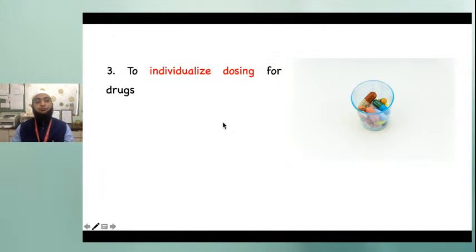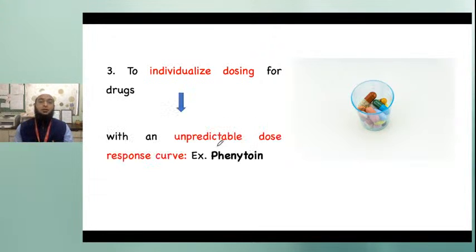The third indication is to individualize dosing for the drug, because the dose of the drug is not necessarily the same for every patient, right? Patients have different physiology, so a dose which shows a good effect in one patient will not necessarily produce the same effect in another patient. So to individualize dosing for the drug, you can do TDM, especially in the case of drugs with an unpredictable dose response curve. We have seen that in case of phenytoin there is non-linear pharmacokinetics.